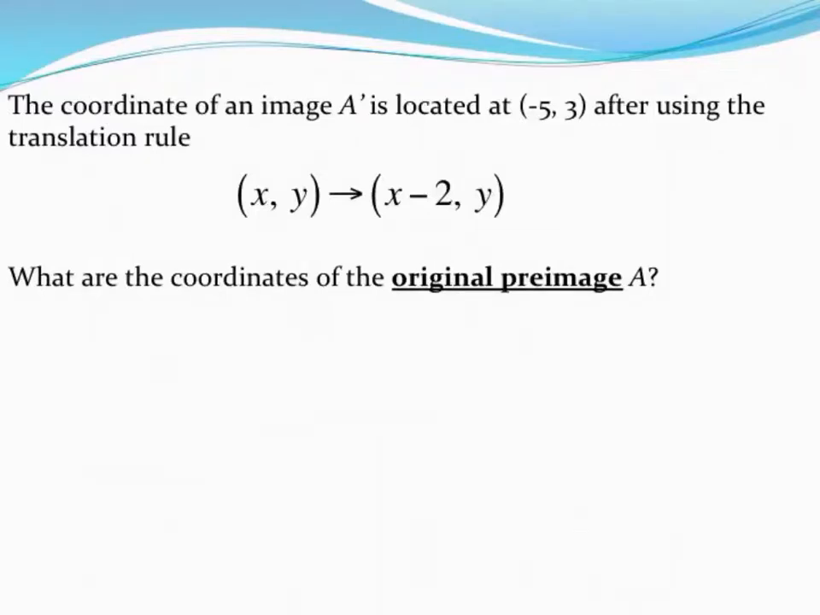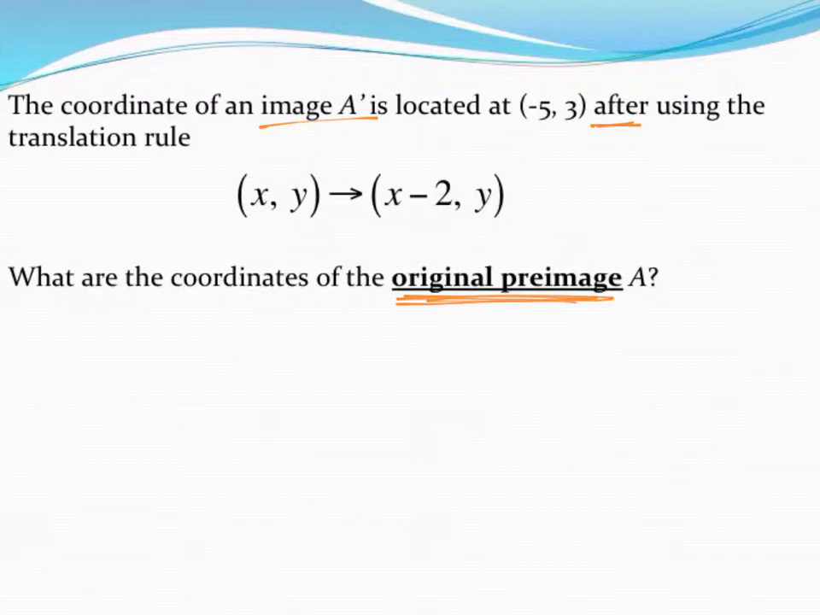This time I'm given the location of an image, A prime, after I've used a certain rule. The question is, I want to figure out what the original location of this point was, the coordinates of the pre-image, just regular A, not A prime. So in other words, this is a working backwards question. So to do this, I'm actually going to use my rule in reverse.